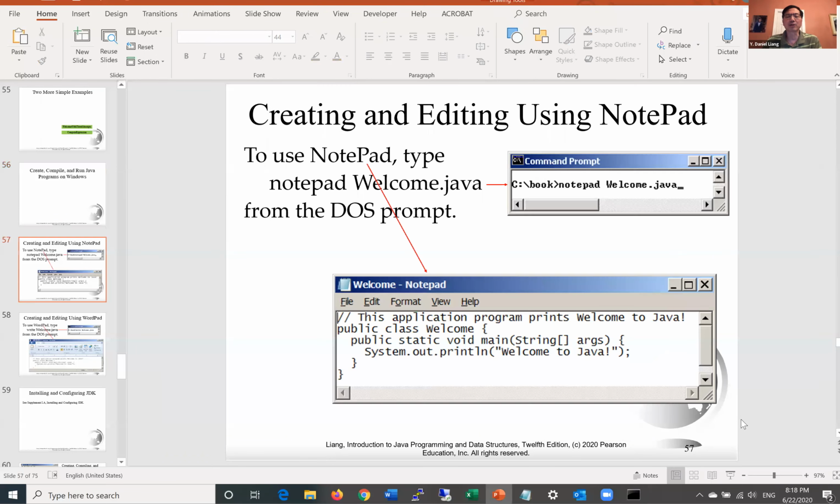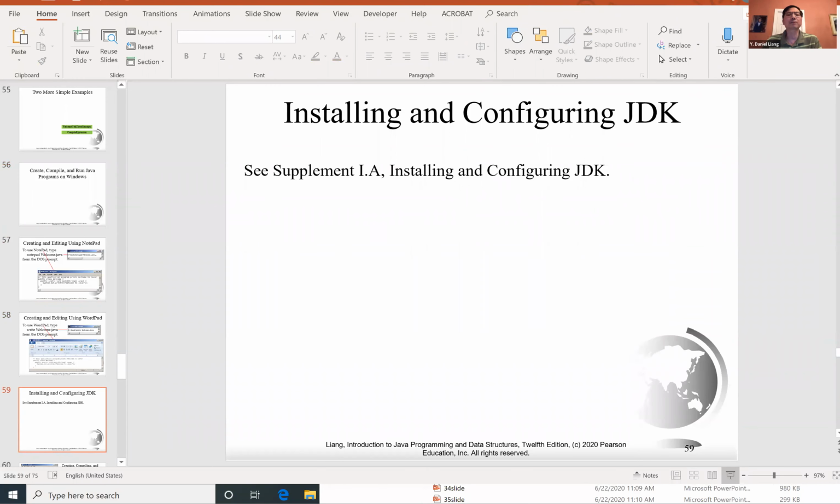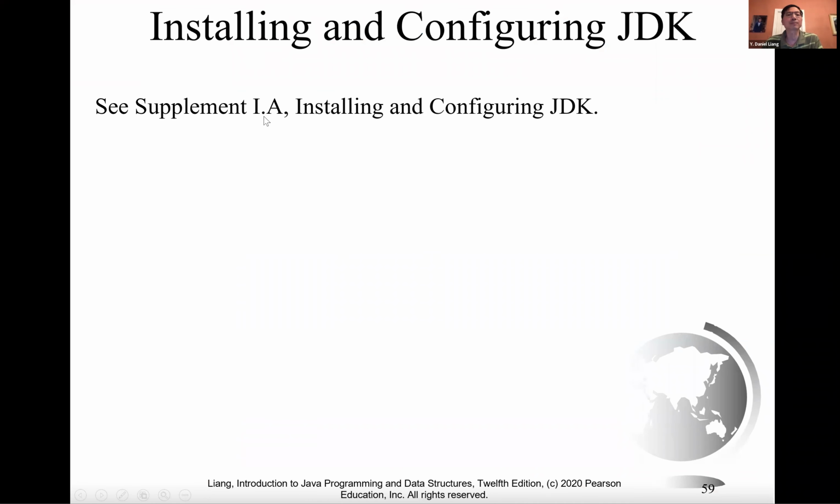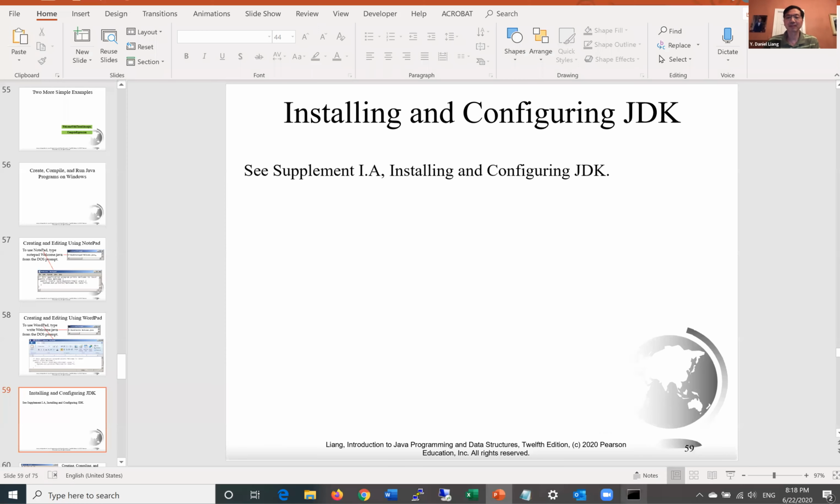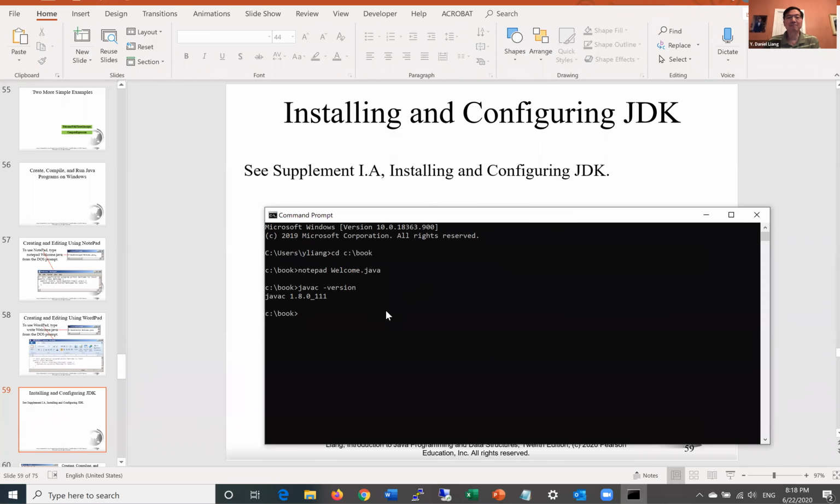And this is the information for you to look at. It is the supplement I.A, installing and configuring JDK. From this supplement, you get the information on how to install JDK and then configure it. To configure it is to make it available in your environment so you can use the command javac. We have javac now.